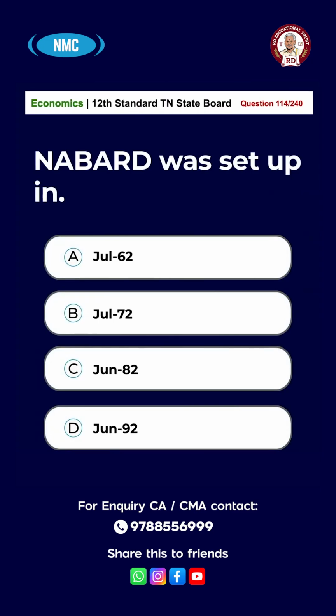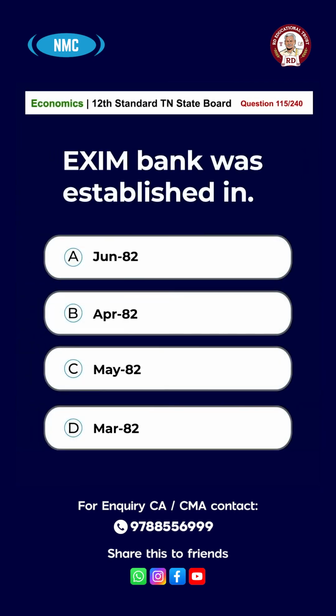Question number 114. NABARD was set up in A. July 62, B. July 72, C. June 82, D. June 92. The answer is option C. June 82.